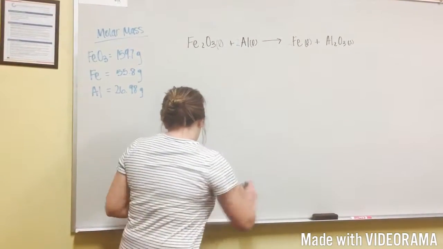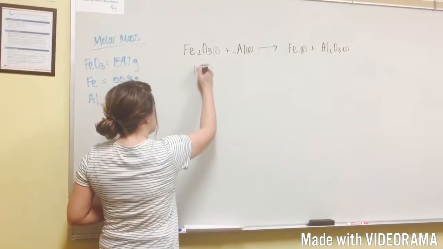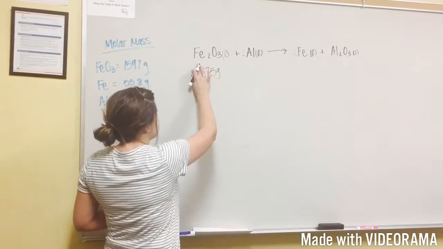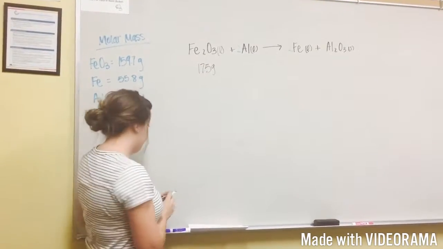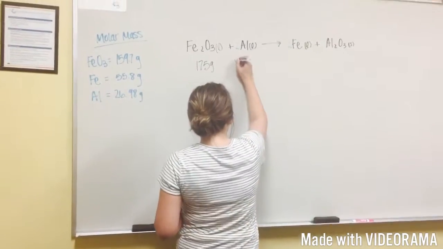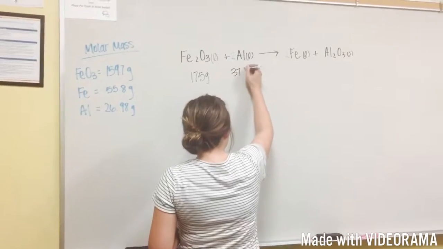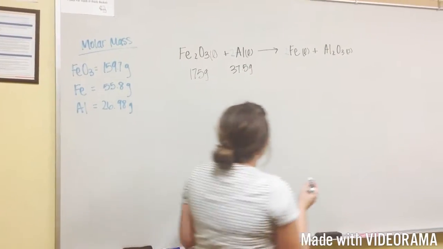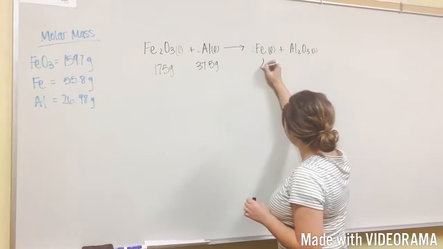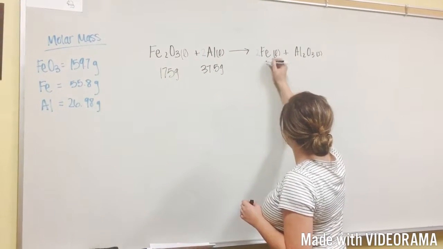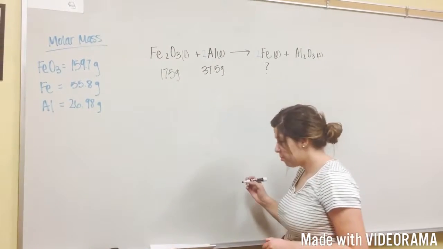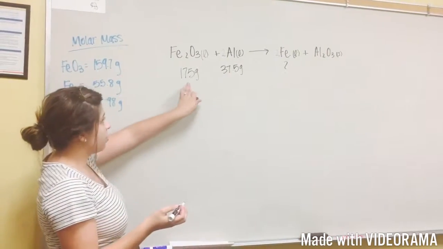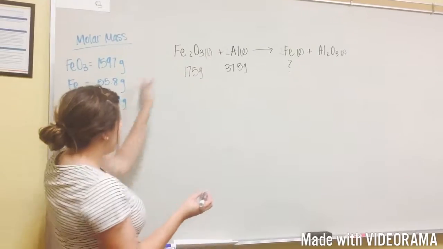So the problem says that we have 175 grams of molten iron oxide, and then we have 37.5 grams of aluminum, and we want to know how much iron we have. So what we'll do is a limiting reagent problem. We'll start with our given, with this side here.